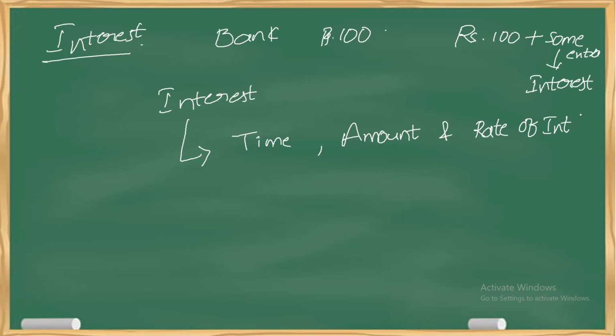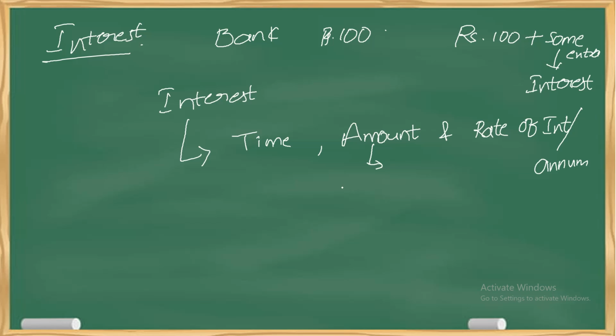Generally the rate of interest is given in terms of rate of interest per annum. What is the meaning of per annum? For every year, how much percentage you are supposed to calculate on the amount you have taken from the bank or any person or any finance or shops.